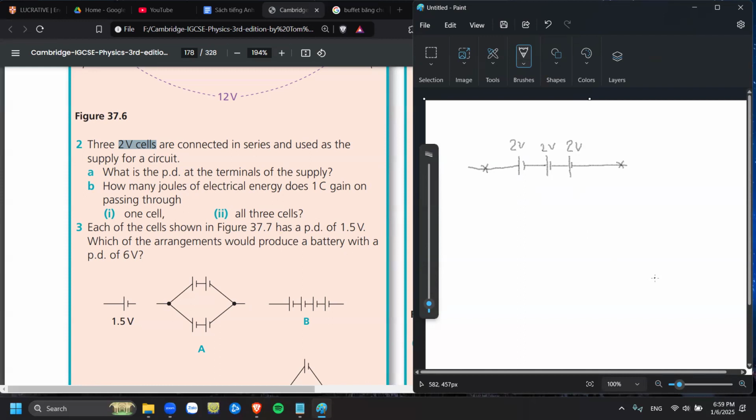They're in series, okay? We did something like that before. So when they're in series, they combine together. So it's going to be 6 volts in total.